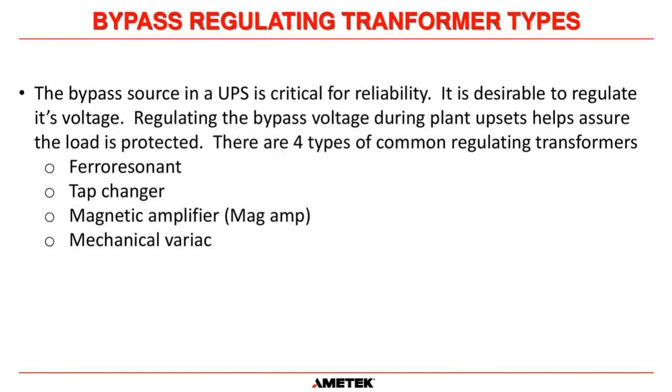So to combat that, we've got a number of different types of transformers or different technologies to regulate the bypass voltage. The four common ones are ferroresonant, something called a tap changer, a magnetic amplifier known as a mag amp, and a variac that's motor driven.